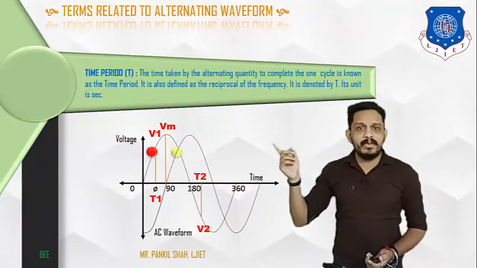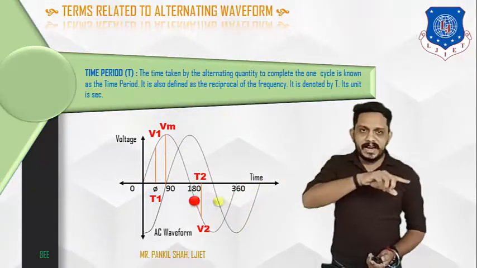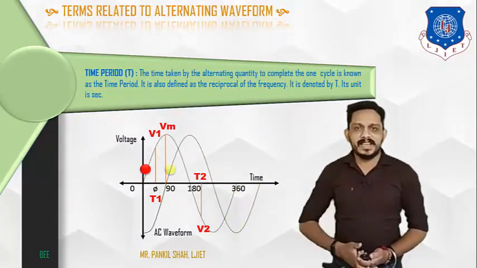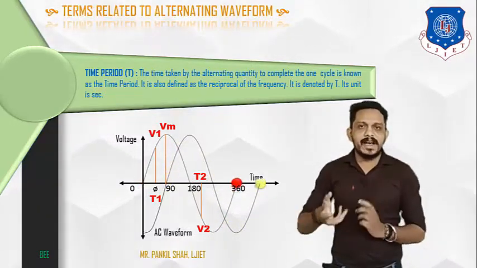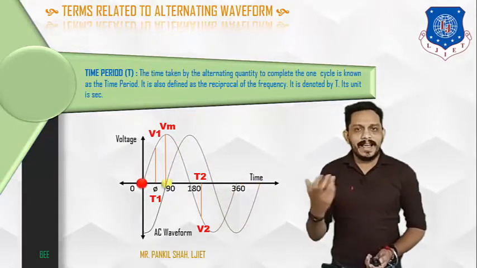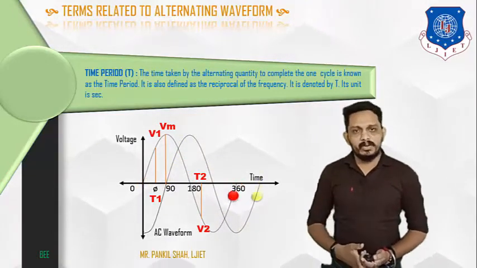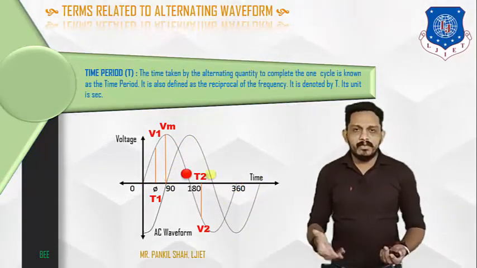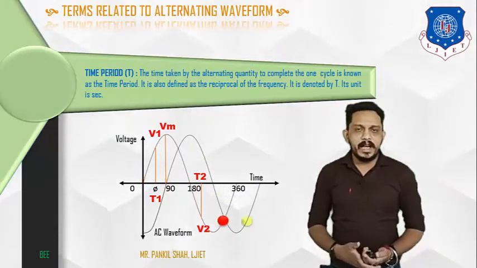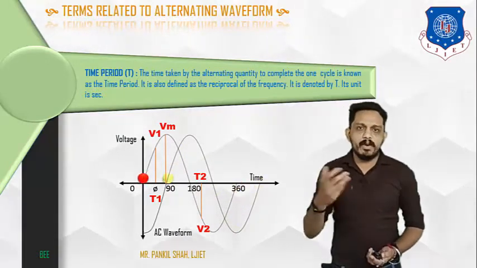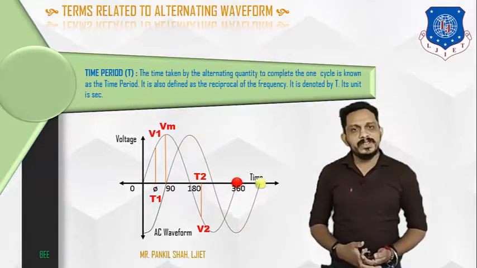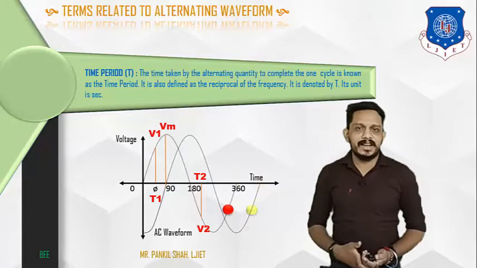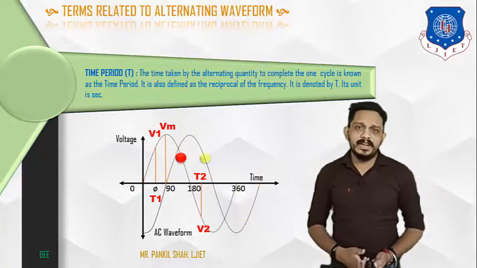In the frequency definition, it is the number of cycles per second, and here the definition is the time required to complete one cycle. So these two terms are reciprocal to each other. Time period is inversely proportional to the frequency, so T equals 1 upon F, and the unit of time period is seconds. In India, if our frequency is 50, then 1 upon 50 gives 0.02 second. So in 0.02 second, one cycle has passed. So that was the time period.